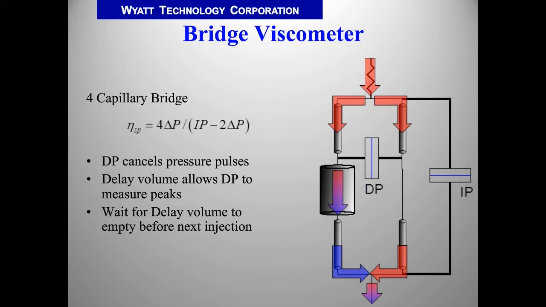Now, the advantage of this is that the symmetry of the bridge means that it, to a great extent, cancels the pump pulses. So if you have a pump pulse, it shows up on the right side of the DP and on the left side of the DP approximately equally. Since the pressure on both sides is going up together and down together, there's no difference between them. And so the differential pressure is mostly immune to the pump pulses.